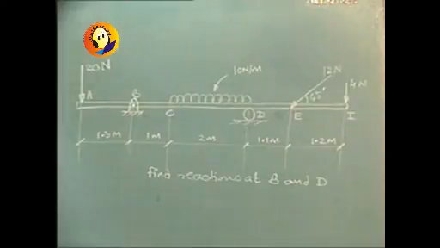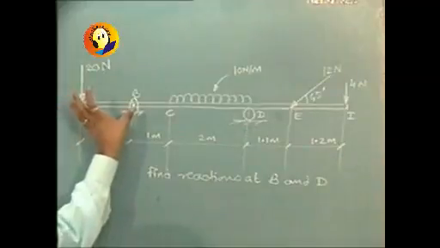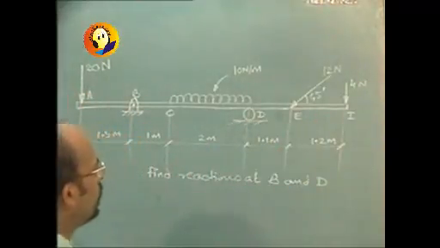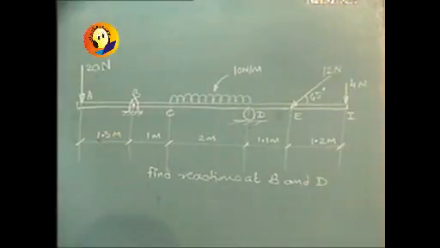Here for the first time you will find that the supports are not at the ends of the beam, but slightly inside. This portion is called the overhang portion of that particular beam. Of course, that doesn't change the procedure of solving the problem.